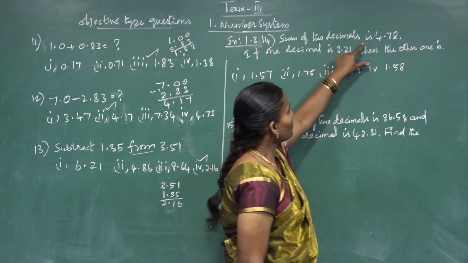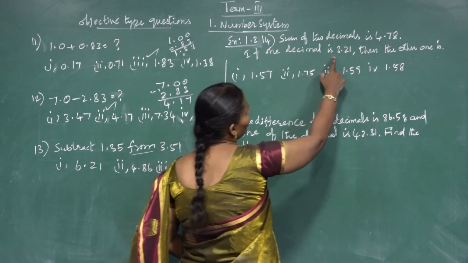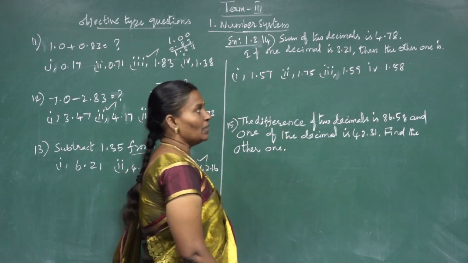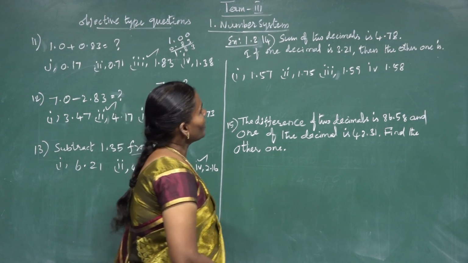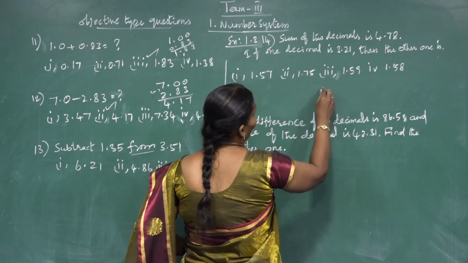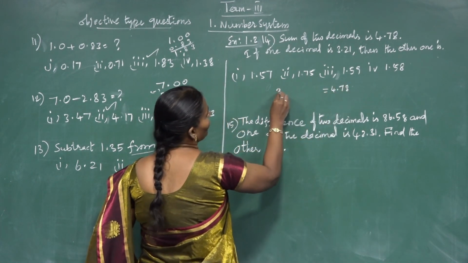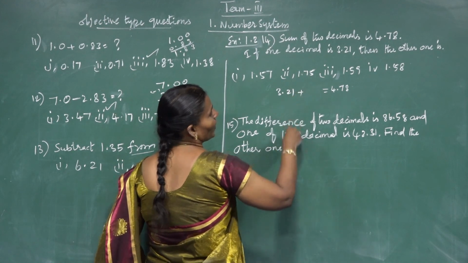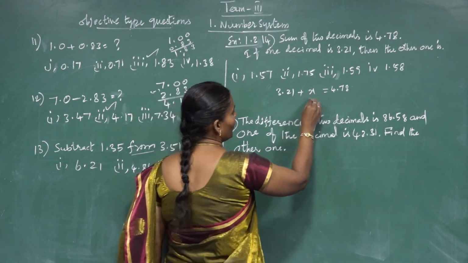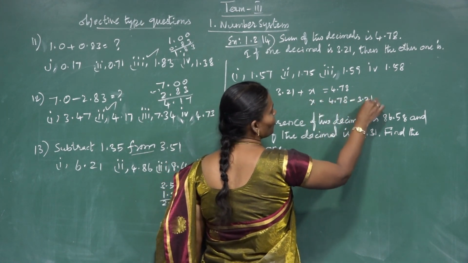Now see the 14th sum. Sum of two decimals is 4.78. One of the decimals is 3.21. Then find the other number. Okay, so see here. The sum of the two numbers is 4.78. So one number is 3.21. So you consider the other number x. How do you find it? x is equal to 4.78 minus 3.21.